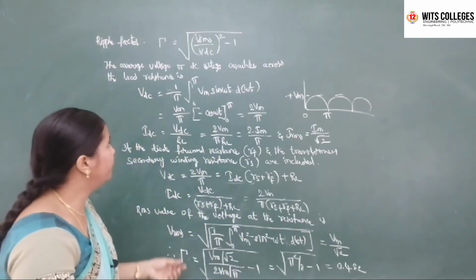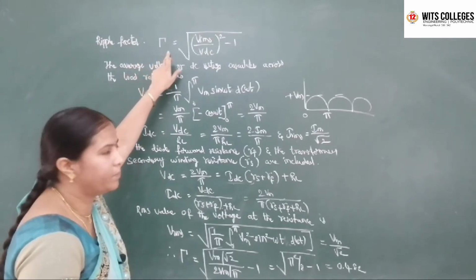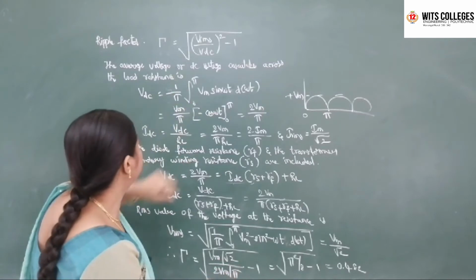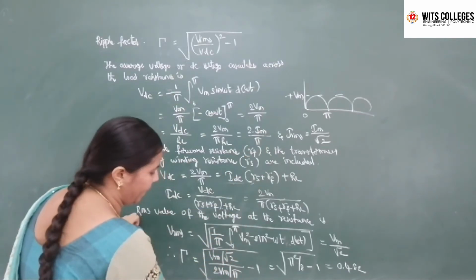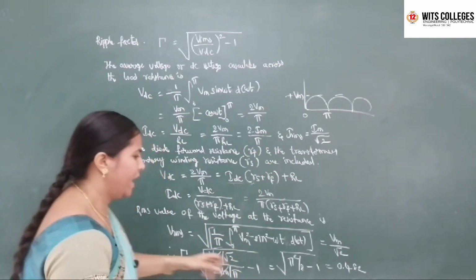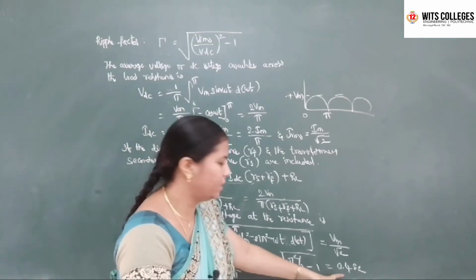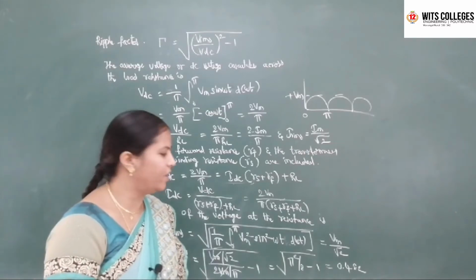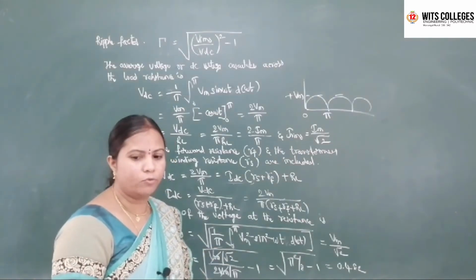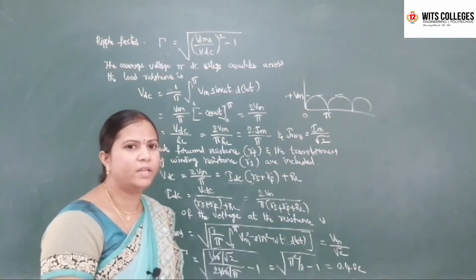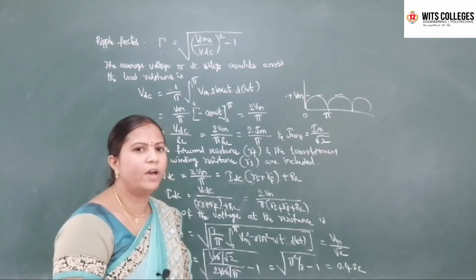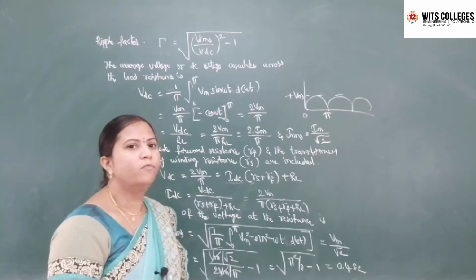Now you have to calculate the ripple factor. What is the ripple factor? What is VRMS? Vm by root 2. What is VDC? 2Vm by pi. So Vm gets cancelled and if you calculate this, you will get 0.48. So this is the ripple factor of the full wave rectifier, about 0.482. Coming to the half wave rectifier, what did we get yesterday? 1.21. Okay? Half wave rectifier ripple factor value is 1.21.